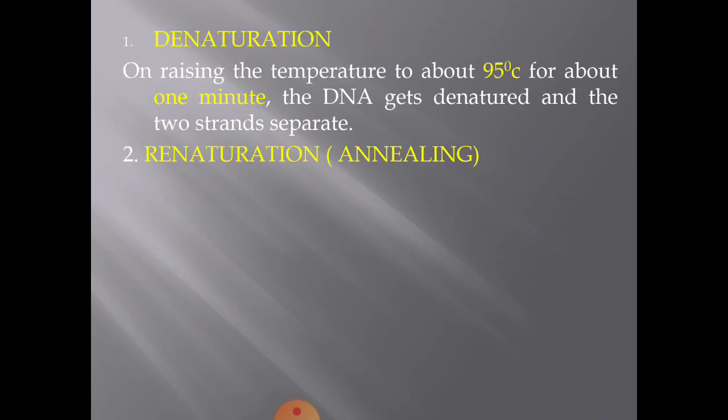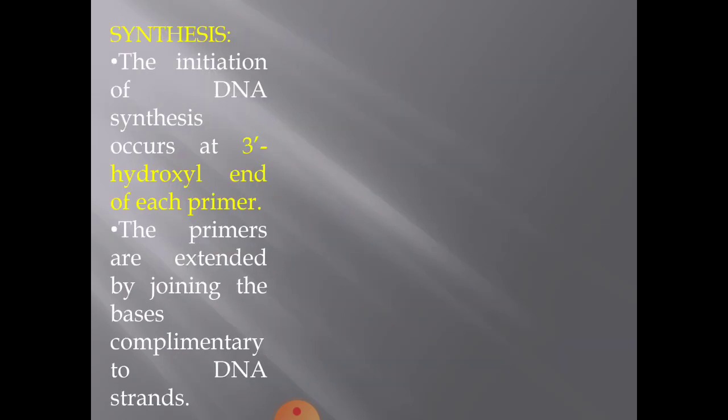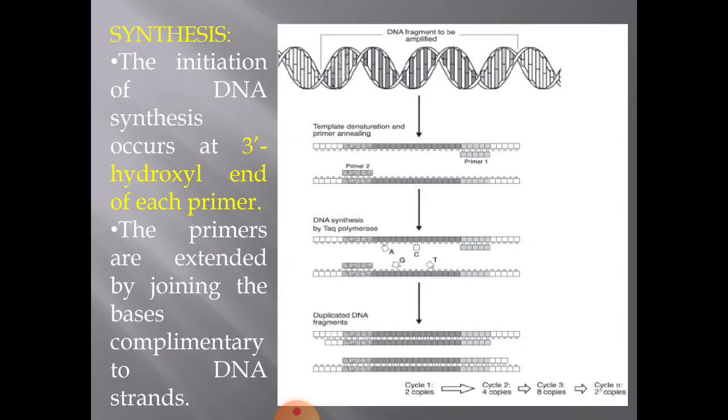So same thing, whatever I have explained, I have given here. So denaturation 95 degrees for about 1 minute. Then renaturation 55 degrees. So all this pairing and higher concentration I have told you, right? Then here you can see another PCR schematic representation wherein I have explained the synthesis, right? Then, so this is the first step. Then DNA synthesis by Taq polymerase. Then you will get duplicated DNA fragments.